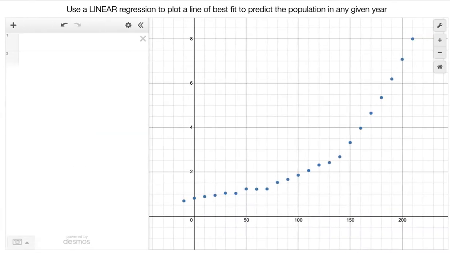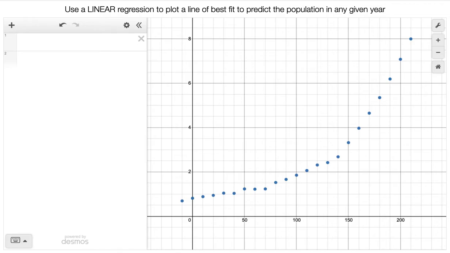The next thing we're going to talk about is using a linear regression to model a line of best fit. We can see that the population is clearly going up. You learned in Algebra 1 how to draw a line across your graph called a line of best fit, or regression, a linear regression, to use that to predict the population in any given year.